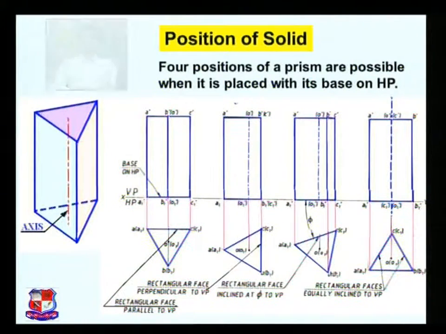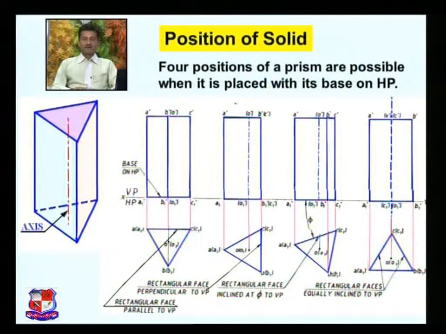rectangular faces are equally inclined to the vertical plane. If it is given like this, then we have to draw its top view in such a way that these two sides make equal angles with the xy line. This internal angle is 60 degrees, so this external angle would also be 60 degrees. So these two lines make an angle of 60 degrees with the xy line, and all lines are of equal length. So join these lines, and by taking projections from this top view we can draw this front view as well.